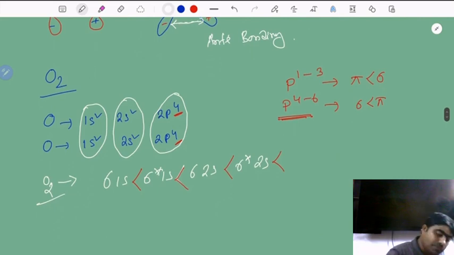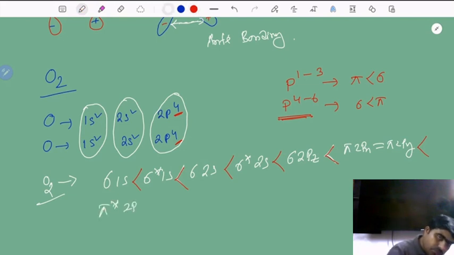So if we go for the Pz, that is sigma 2pz, then pi 2px equal to pi 2py, and after that pi star 2px equal to pi star 2py, and ultimately last sigma star 2pz. Okay, this is the configuration.